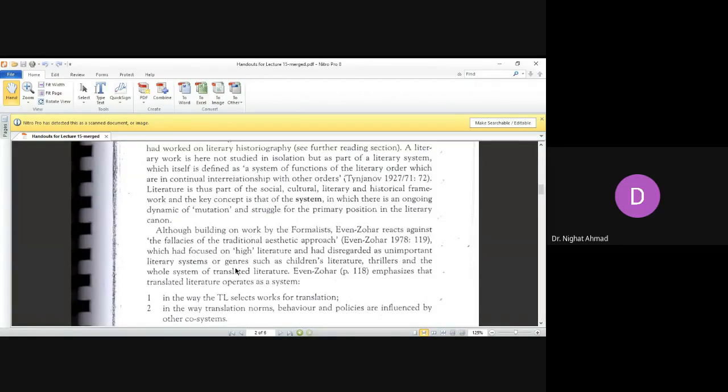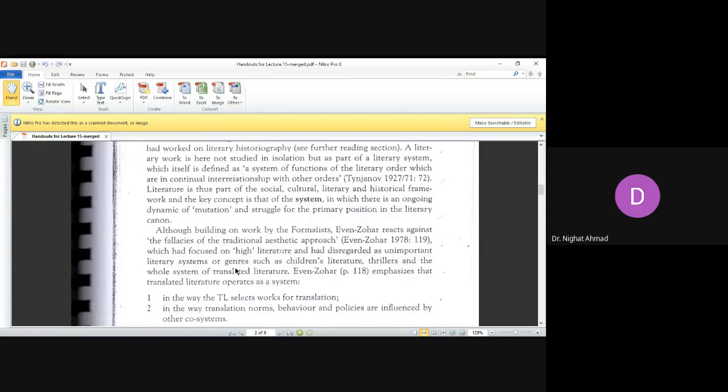So, he says that although he was impressed by these Russian formalists, Even-Zohar reacted very sharply against the policies of the traditional literary aesthetic approach, which always had a focus on high literature. So what was it? It always focused on this higher literature, and disregarded other categories of texts, while some texts were considered high quality, that means high literature, whereas other genres of literature were disregarded as inferior or unimportant.